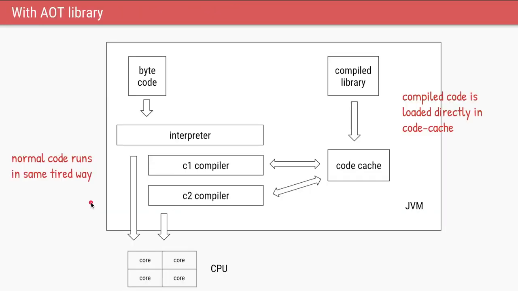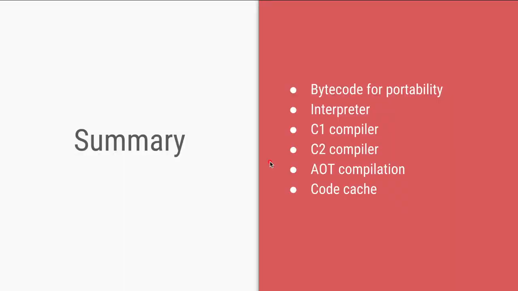So now our runtime changes a little bit. Anything which is loaded as bytecode will continue to run as is. So it will have the interpreter, it will have C1 and it will have C2. And any of the compiled libraries that you loaded will be directly added to your code cache. So now you can skip the interpretation and the C1 compilation for parts of the code which are present in the library.